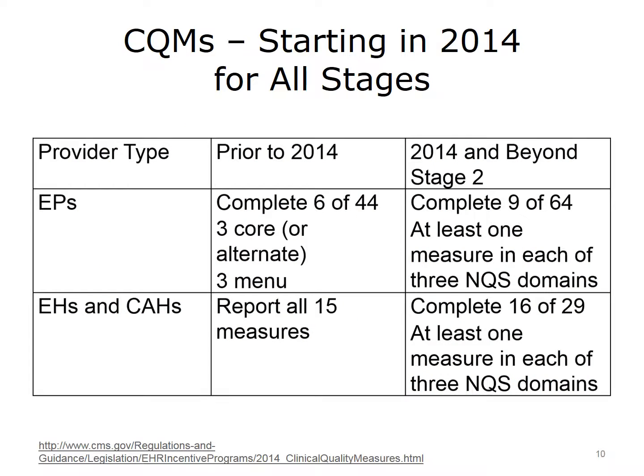Starting in 2014, the measurement of CQMs was expanded. No matter which stage of meaningful use one was in, eligible professionals and eligible hospitals were required to move to the 2014 CQMs. For eligible professionals, that required the use of 9 out of 64 measures, with at least 1 measure coming from each of 3 National Quality Strategy, or NQS, domains, which are shown on the next slide. Eligible hospitals and critical access hospitals now needed to complete 16 of the 29 measures, with at least 1 measure being in each of the 3 NQS domains.